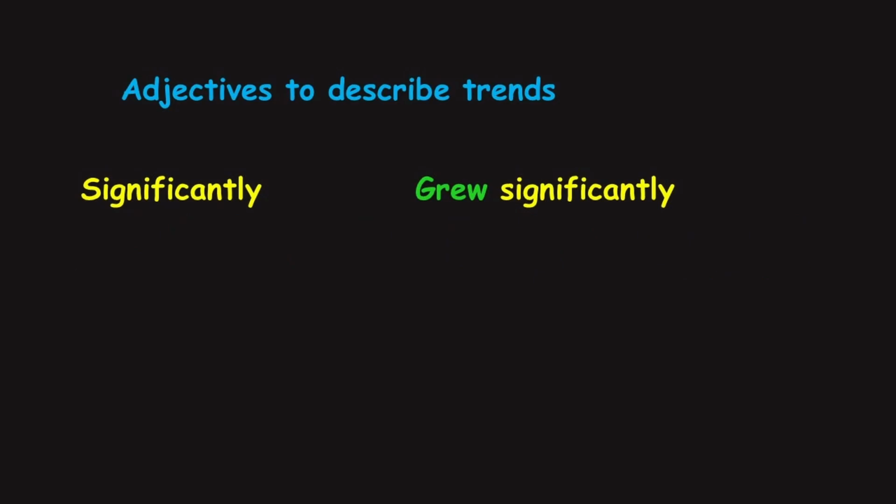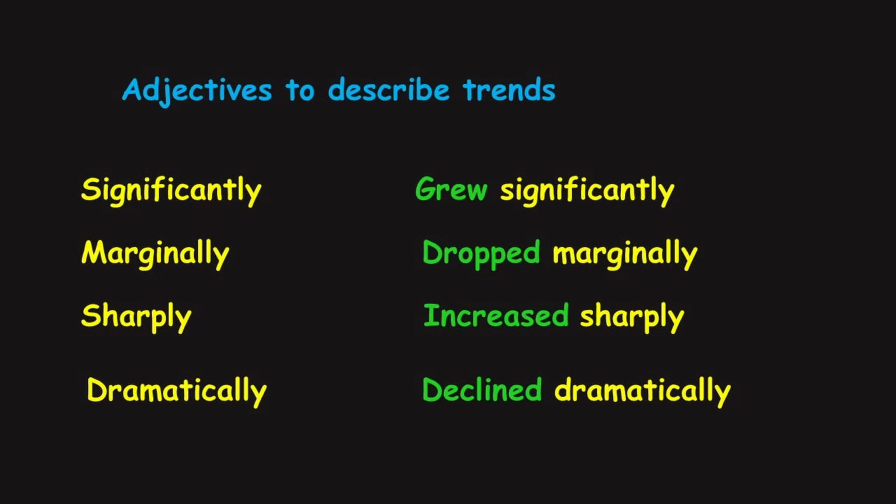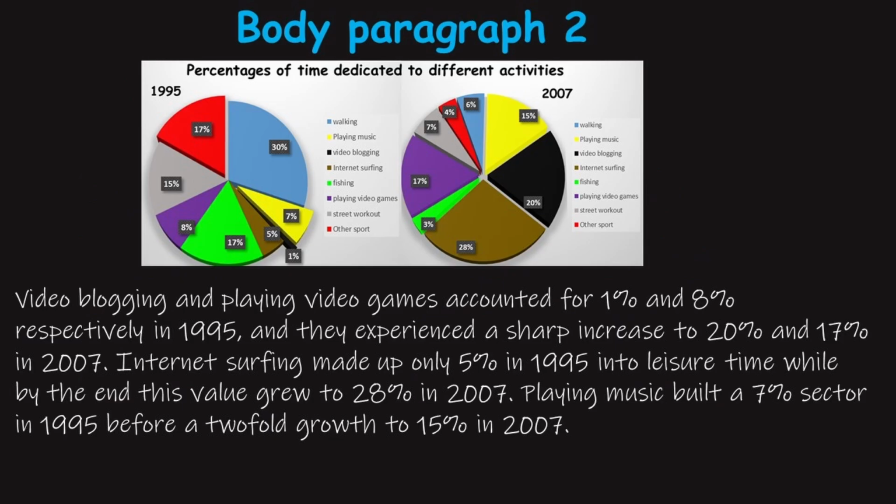Adjectives to describe trends. Significantly can be used with the verb grow, grew significantly. Marginally, use with the verb drop, dropped marginally. Sharply can be used with the verb increased, increased sharply. Dramatically, use with the verb decline, declined dramatically. This is how I wrote my body paragraph 2.